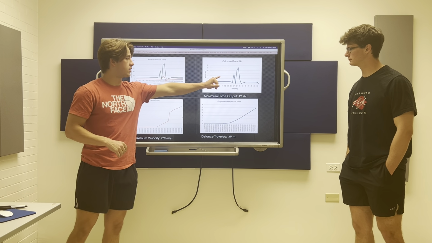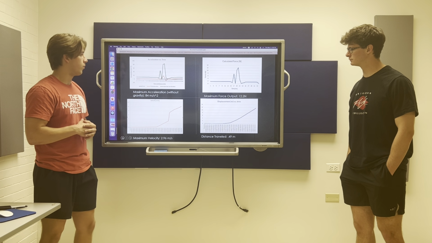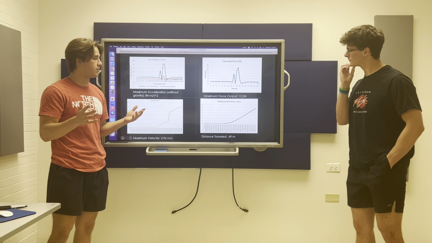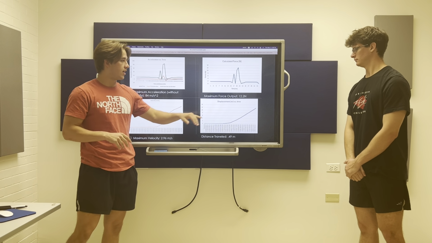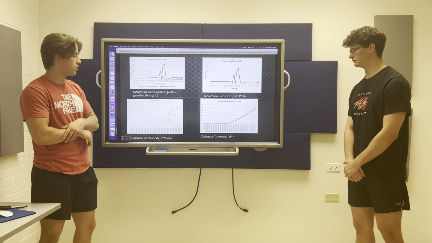Right here you can see is our force versus time, which is simply just the mass of our object times the acceleration, and then the maximum force that we got there is 12.2 newtons.